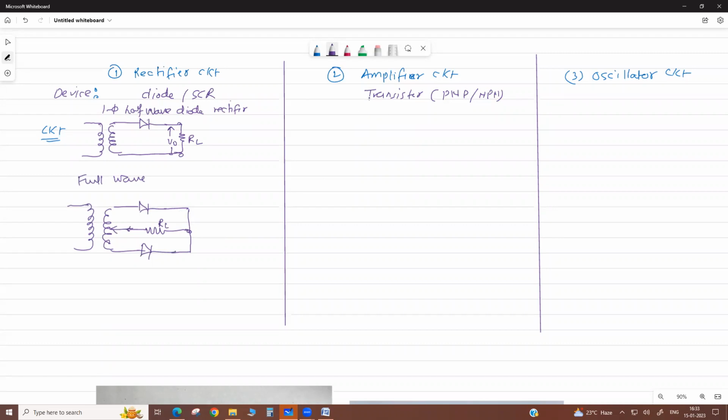Now, with the transistor we can draw the amplifier circuit. Generally we use an NPN, and it amplifies the signal. Amplifier means: first you draw the transistor. This is the symbol of the transistor. There is a biasing resistance here.